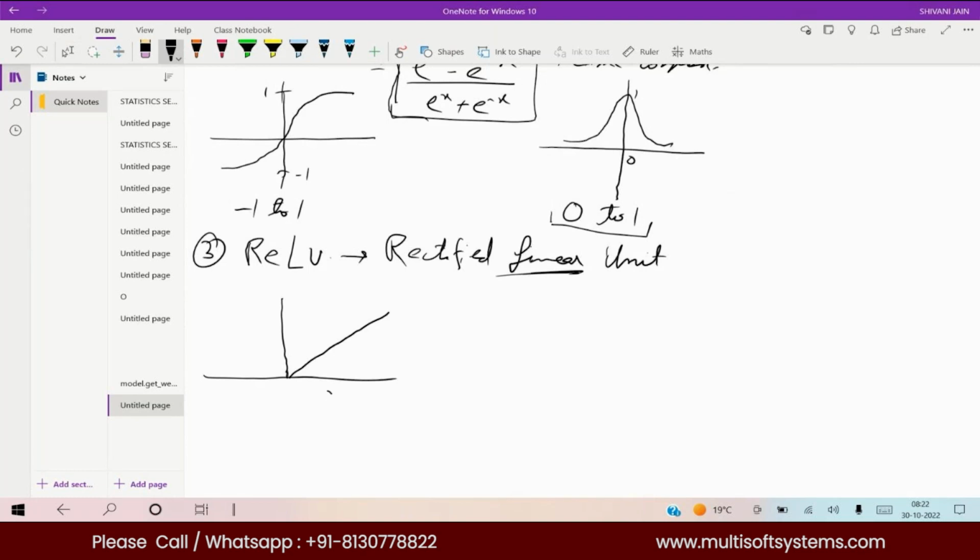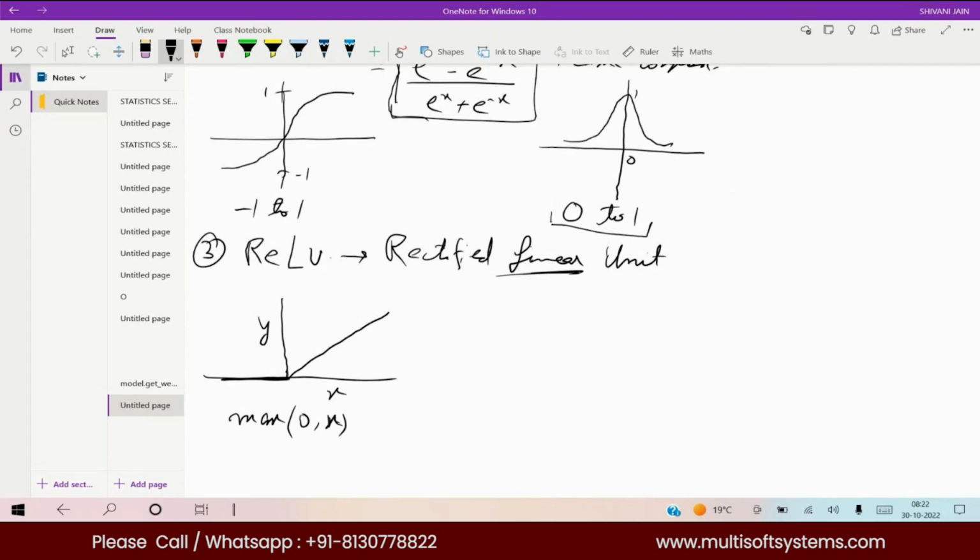Now the chart is something like this. For positive value of x, y will be the same. I mean, whatever the x is, the same will be y. And for negative value of x, y will be 0. So the equation for ReLU of x is maximum of 0 comma x. Means it will check if the x is positive, then obviously my maximum of 0 comma x will be the x value, a positive value. If it is negative, say if x value is minus 5, in that case it will be 0. This is the equation for this chart.